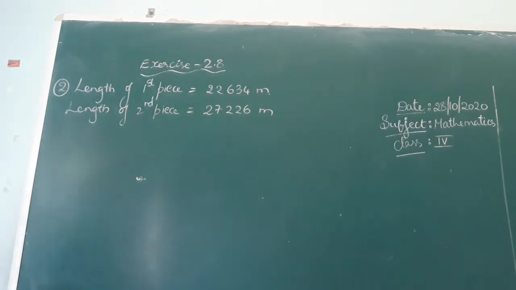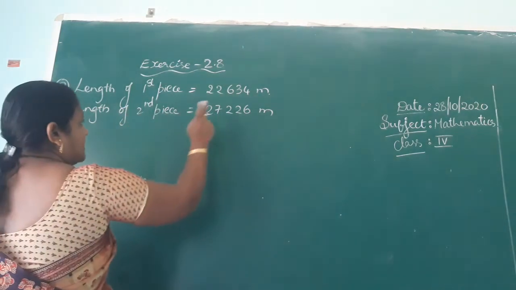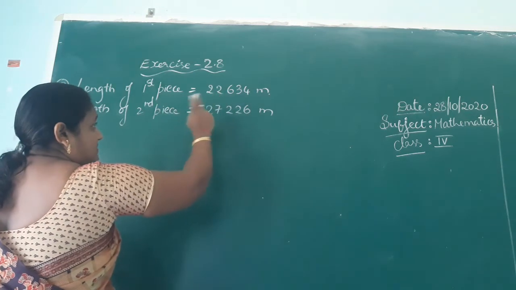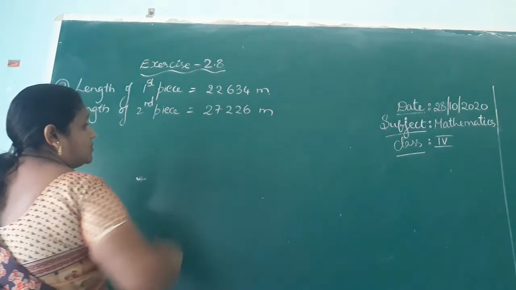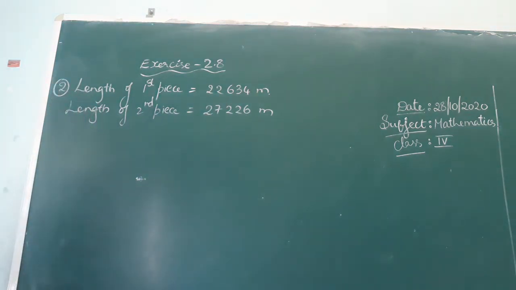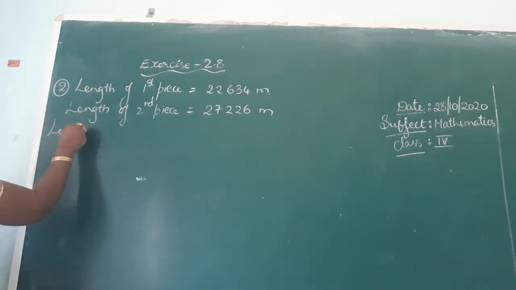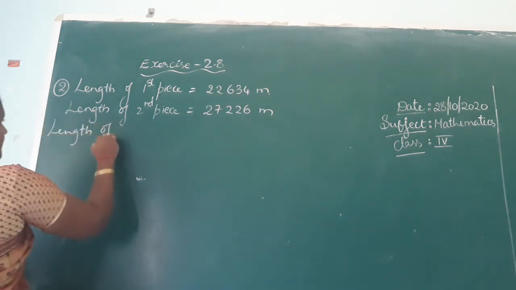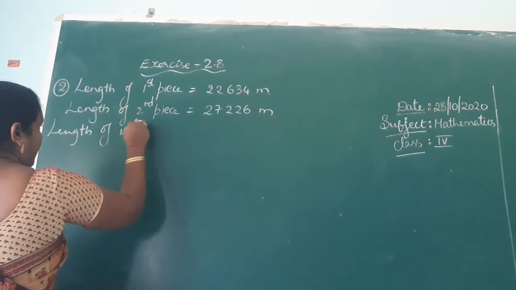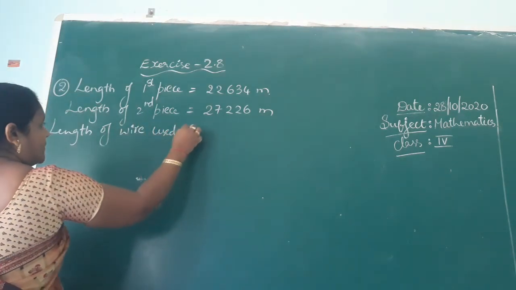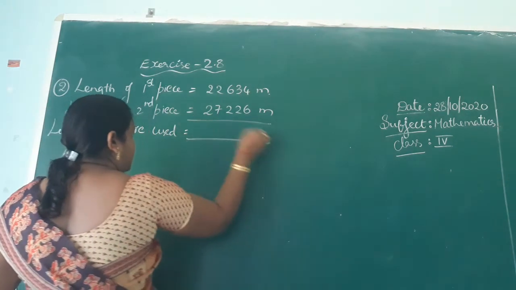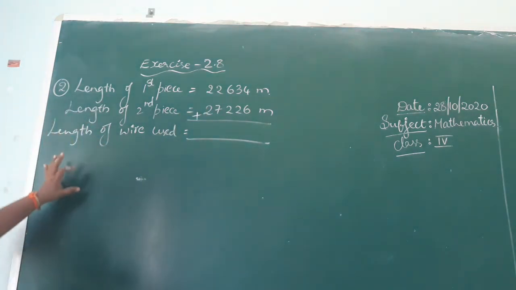Total how many meters did they cut from that 50,000 meters? First one 22,634, 27,226 meters was cut. So now how much was used? Length of wire used. How much wire was used means you have to add these two. Total length of the two pieces, if you add, you will get the length of wire used.